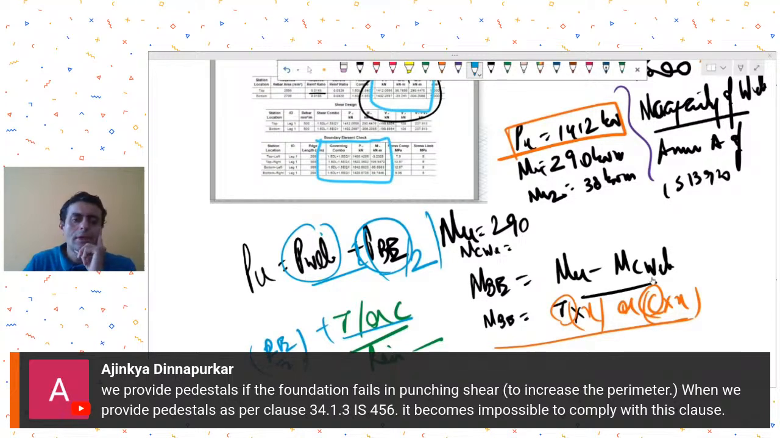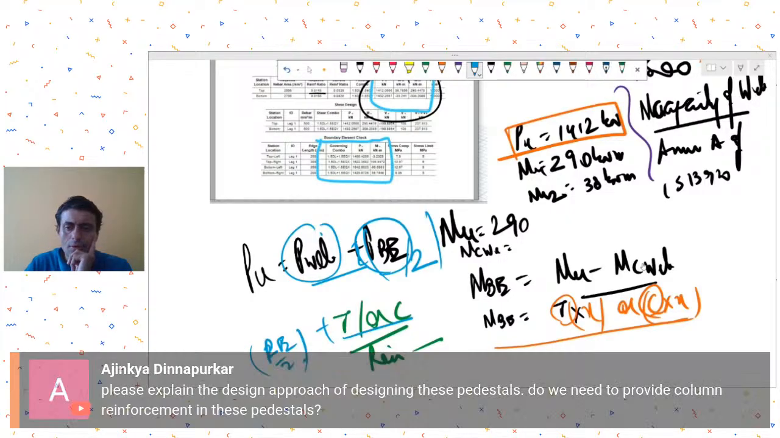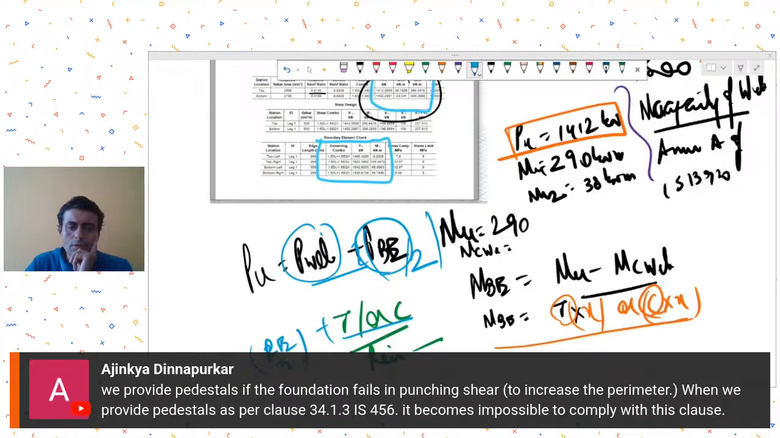Mr. Ajinkya Dinapurkar is asking, we provide pedestals if the foundation fails in punching shear. When we provide pedestals as per this clause, it becomes impossible to comply with this clause. What is this clause 34.1.3? I'm not sure. Let me check. Concrete clause 34.1.3.